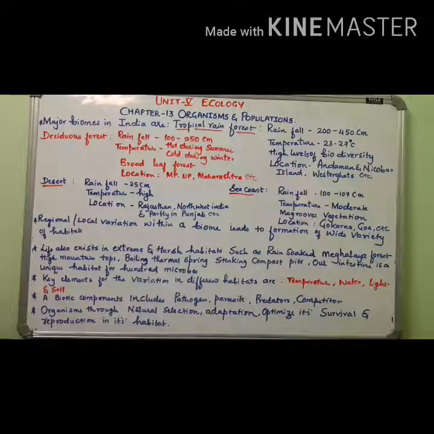Next, the organism interacts with these components constantly. There is a mutual interaction between abiotic and biotic components. This is what ecology is about: a branch of biology that deals with the study of interaction between living organisms and their environment.